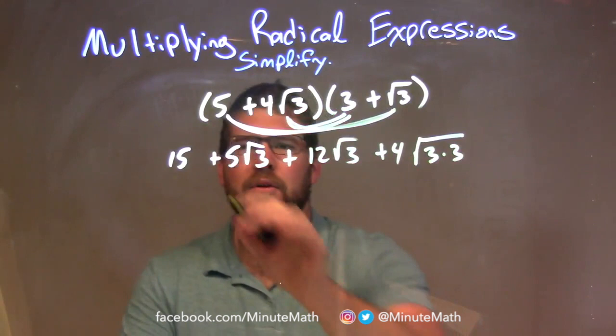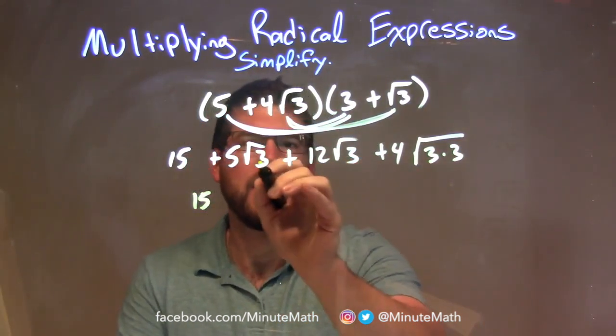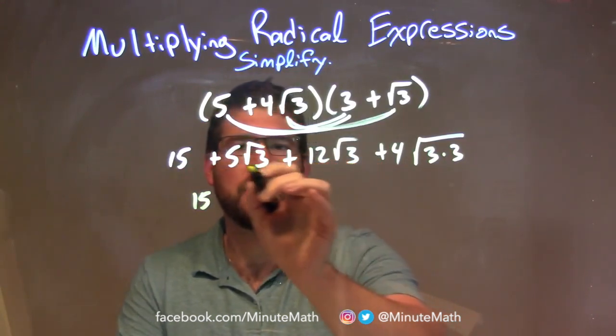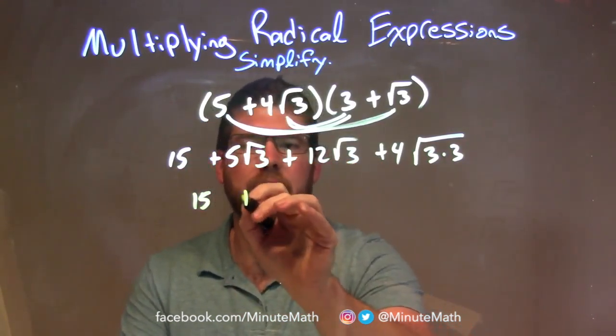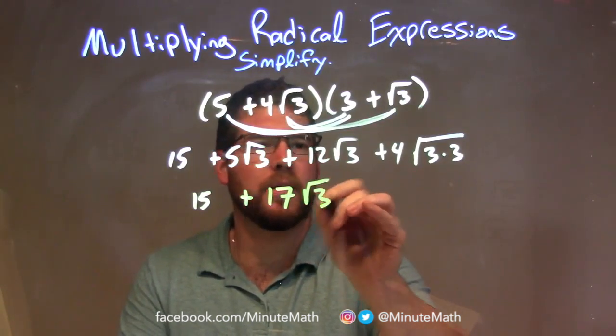So let's simplify here. Well, 15 just comes down here. But 5 square root of 3 plus 12 square root of 3, they both are square root of 3. So we look to the numbers out front, the 5 and 12, and add them together to combine them. And 5 plus 12 is 17. So we have 17 square root of 3 here.